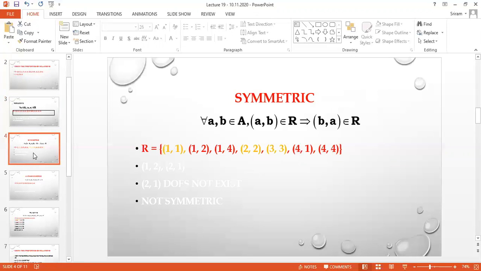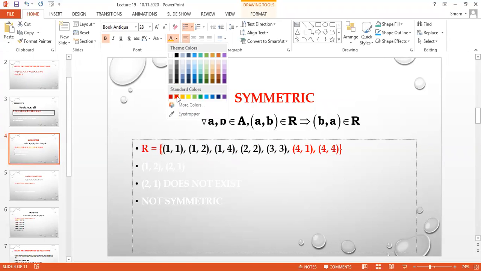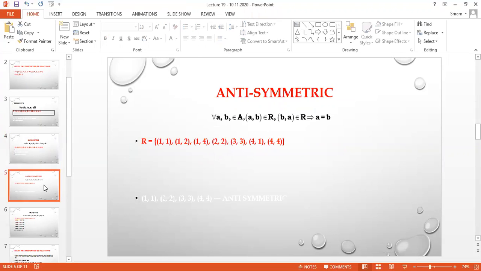Next, the next property is called symmetric. The meaning of symmetric: if I take (A,B), then I should have the opposite, (B,A), also in the set. If I have it, then it is called symmetric. If I don't have it, then we are going to write that this is not symmetric.